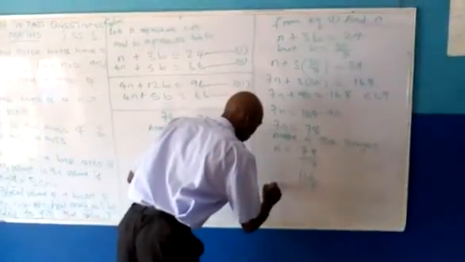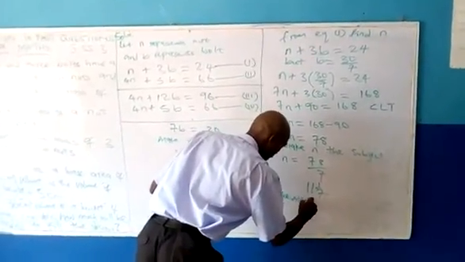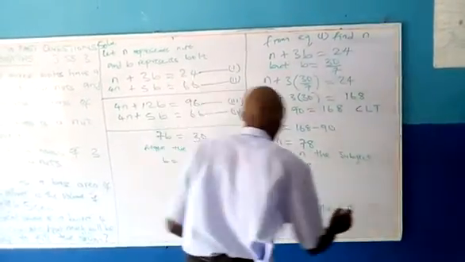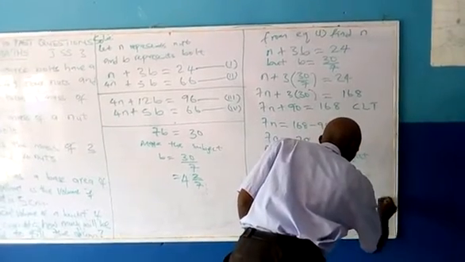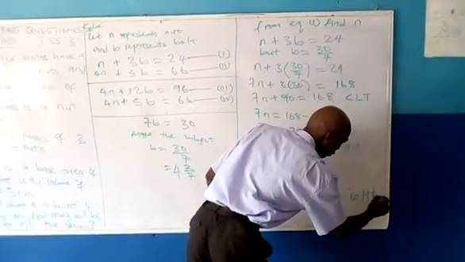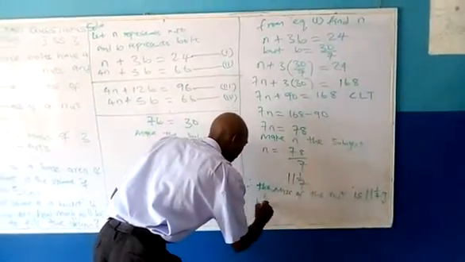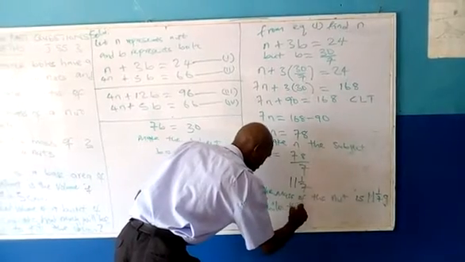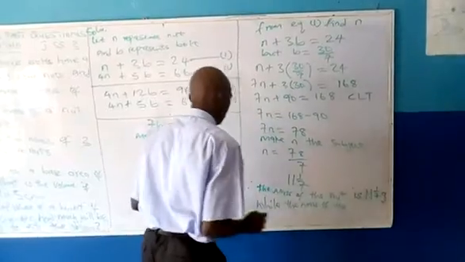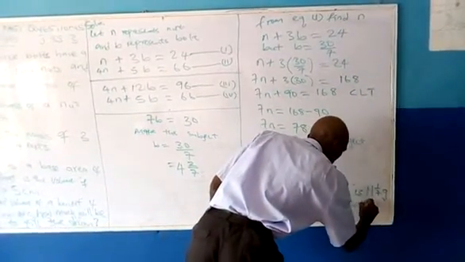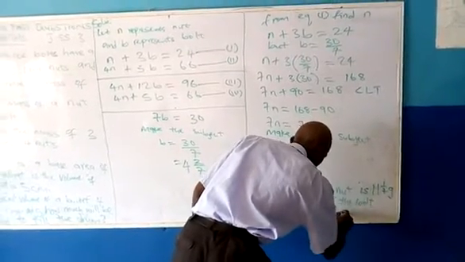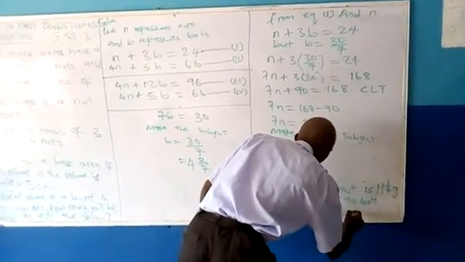and therefore the mass of the knot is 78 over 7. Sorry, please, it's not 11 and a half. It is 11 and 1 over 7 grams, while the mass of the boat is 42 over 7 grams.